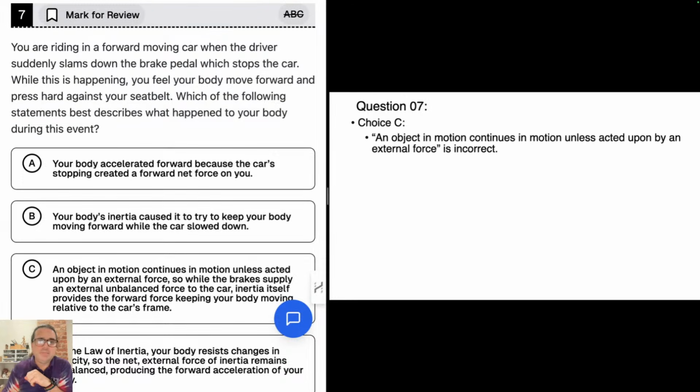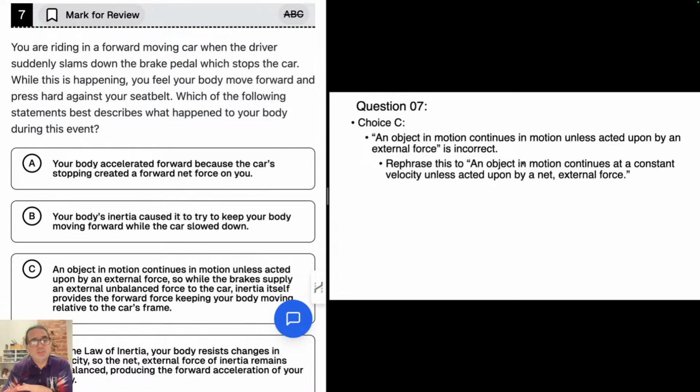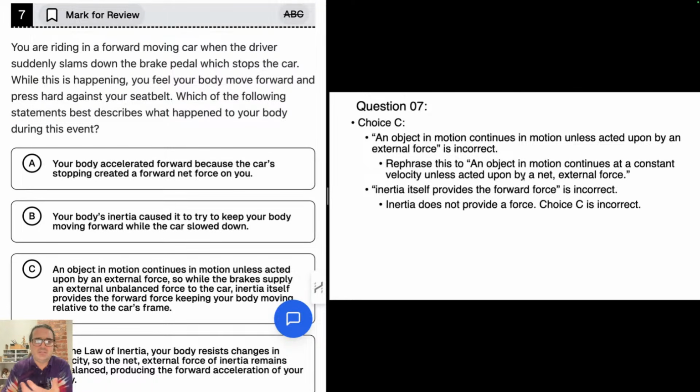Choice C. An object in motion continues in motion unless acted upon by an external force is incorrect, right? So this is taking Newton's first law and not saying it correctly, right? An object in motion continues at a constant velocity unless acted upon by a net external force, right? So those are two different things. Also, inertia itself provides the forward force is incorrect. Inertia is not a force. So choice C is incorrect.